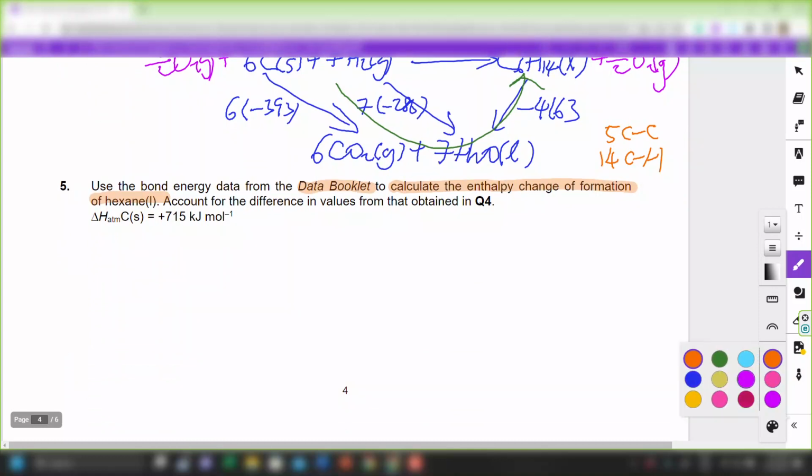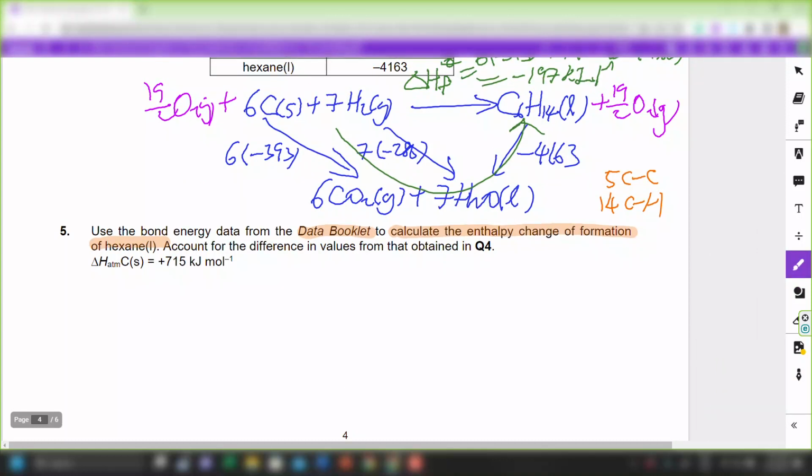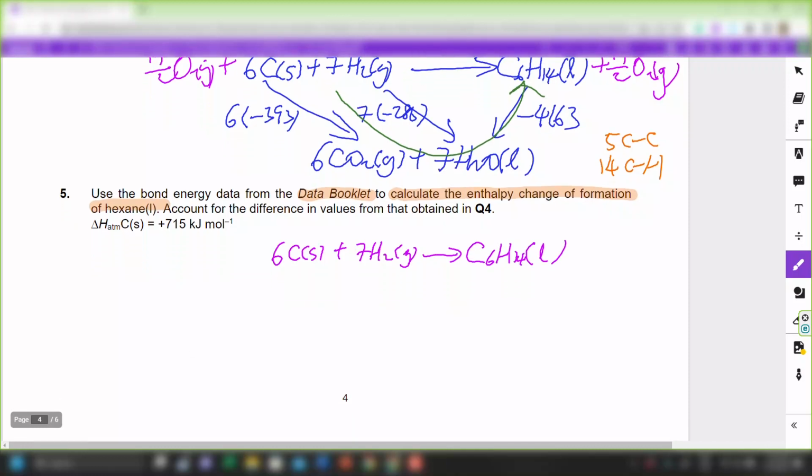Then I'm going to write out again the definition for the enthalpy change of formation of hexane. So that will be 6 carbon solids plus 7H2 gas. I'm going to end up with C6H14 liquid. You notice that I'm given the enthalpy change of atomization for carbon.